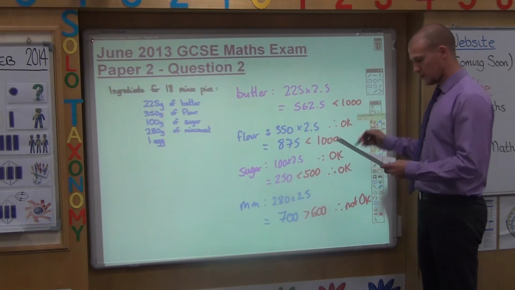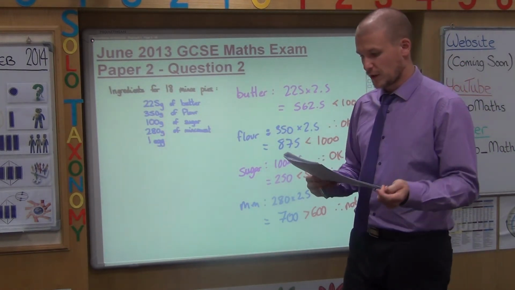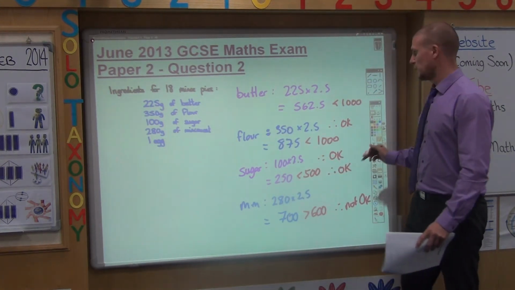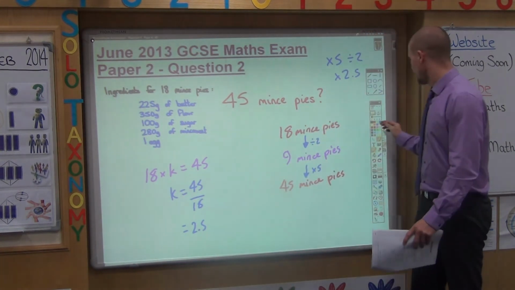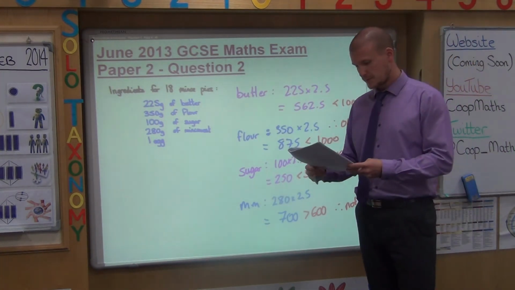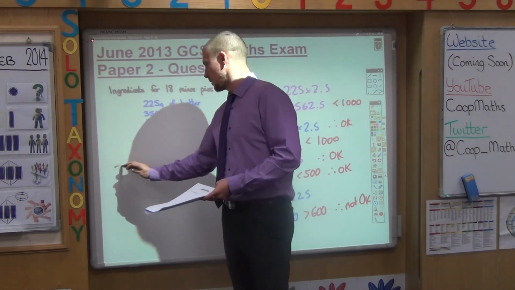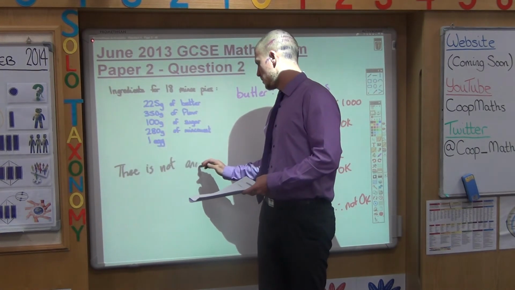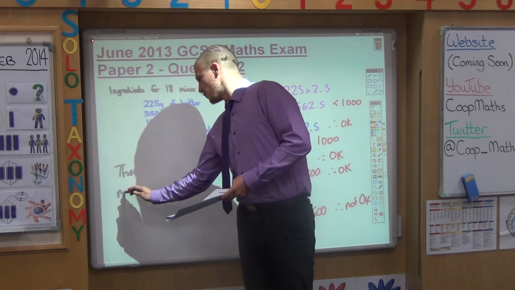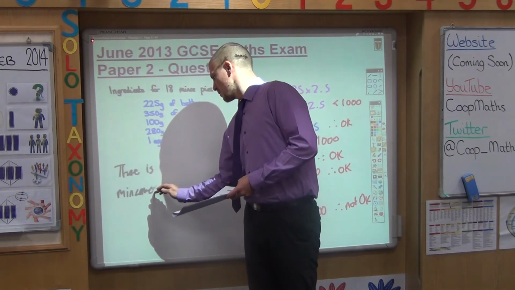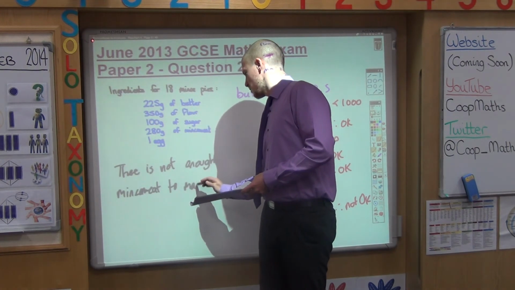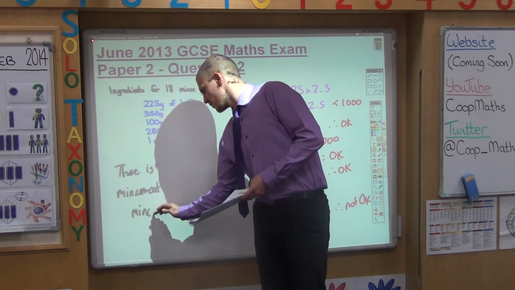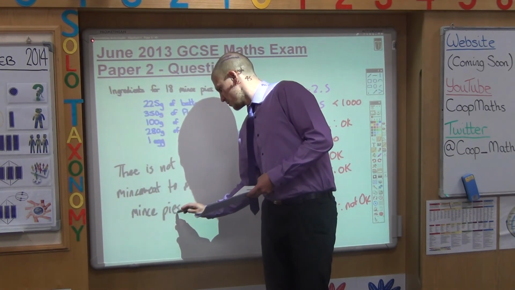Now you need to make your conclusions. So, does Elaine have enough of each ingredient to make mince pies? You must clearly show how you got your answer. That's you showing all the workings of how you got your answer. Between that and however you get 2.5 as the scale factor. All I need to do now is stipulate that there is not enough mincemeat to make 45 mince pies. Job done.